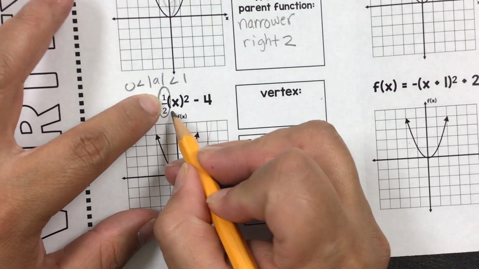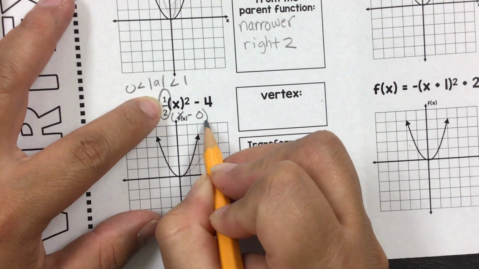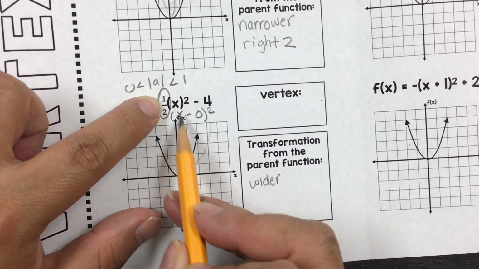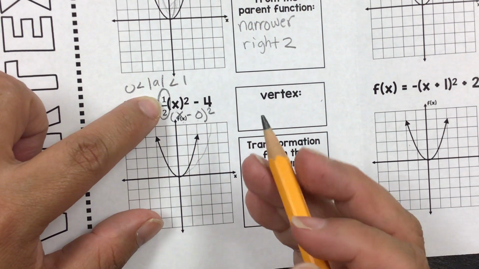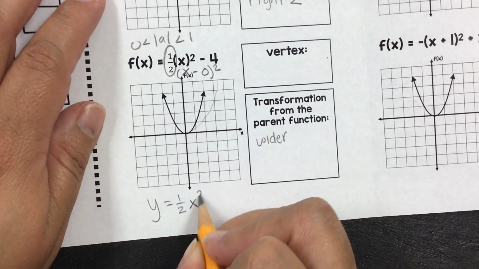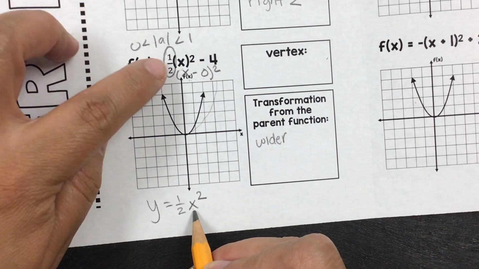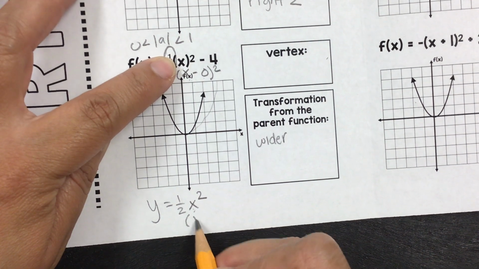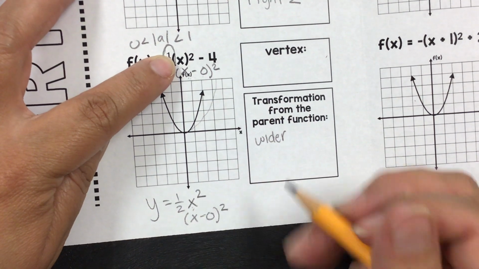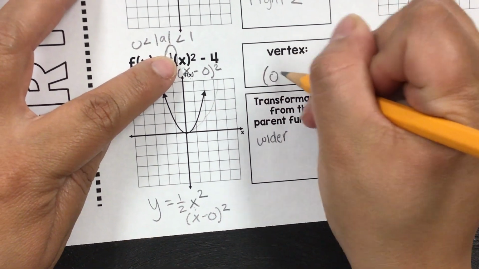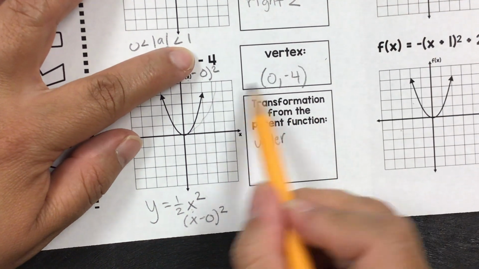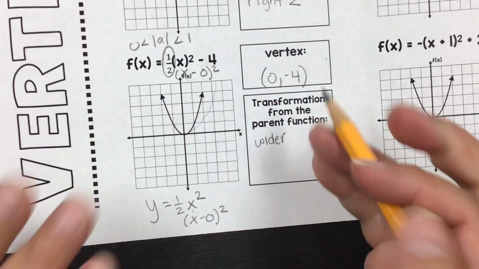Let's take a look here. x minus 0 squared is what's really written. We don't have to write the minus 0. That's why it's not written here. It could also be written as y is equal to 1/2 x squared, where you don't need the parentheses. It still means that x minus 0 is being squared. So that means our h value is 0. And our k value is negative 4. That means there's no left and right movement, but down 4.